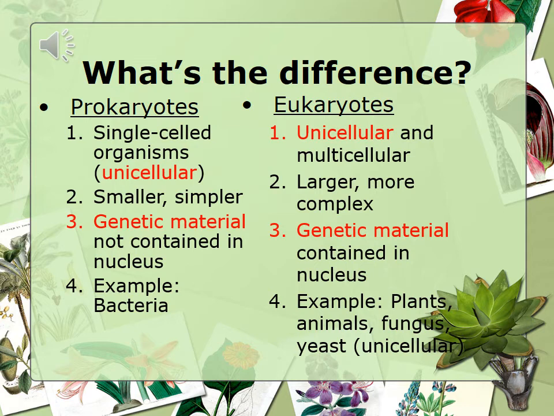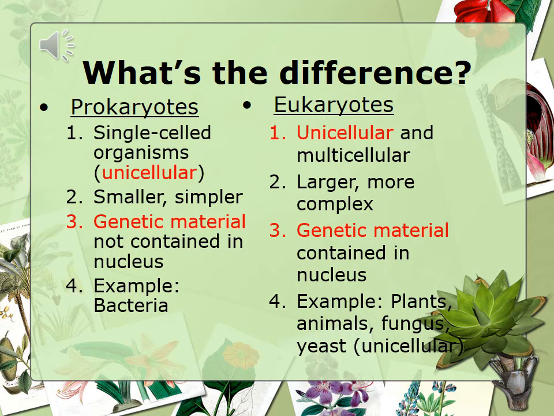They are much larger and more complex. You can see at least even the single-celled ones with a good hand lens. They are much larger. So the single cells that are eukaryotes are much larger than the single cells that are prokaryotes. You need a really high-powered microscope to see the prokaryotes.